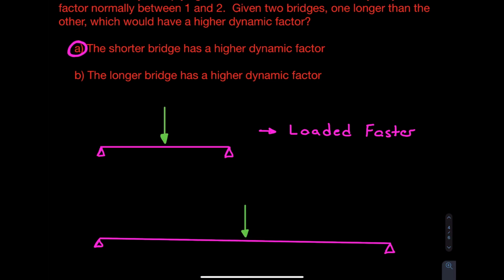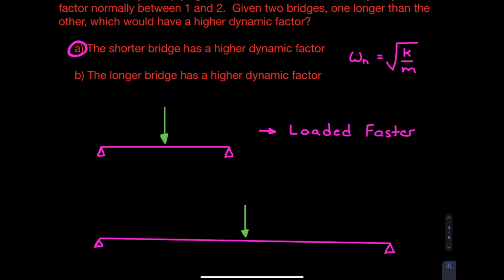Now, this is something I want to clear up for you guys, but this is out of the scope of this course. This is not always going to be the case. The key assumption that we made here was that our natural frequency, omega n, which is equal to the square root of the stiffness of the structure divided by the mass of the structure, was the same for both of these bridges. All right, we assumed it was the same. And if it is the same, then everything comes down to loading rate, which we say, all right, the shorter bridge is loaded faster, higher dynamic effects.